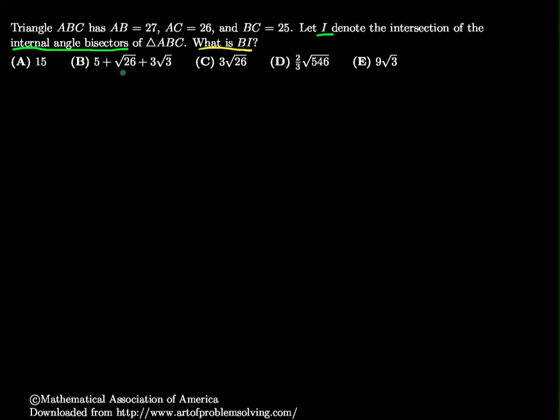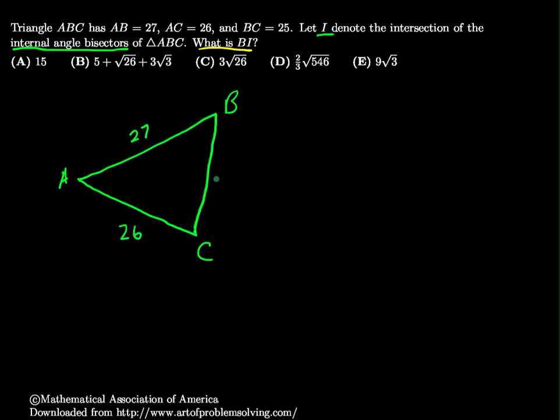Okay, so first off, I'm going to draw a sketch. I'm not going to make it too accurate, just a triangle where there are three different length sides. I'm going to try to make AB look longer than AC, longer than BC. So let's draw it as carefully as I can. And it's clearly not right. Alright, so let's have this be A, B, C. And we know that AB is 27, AC is 26, and BC is 25.